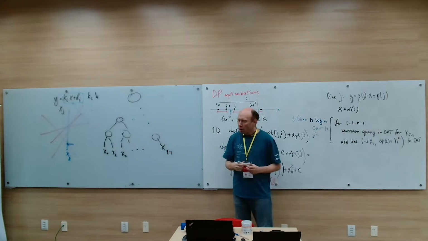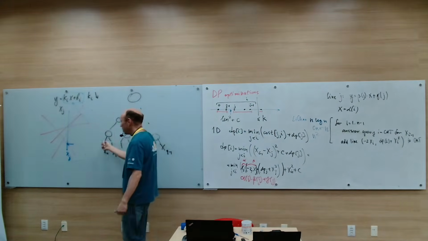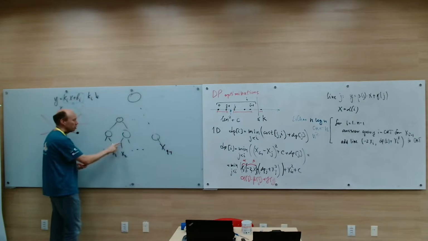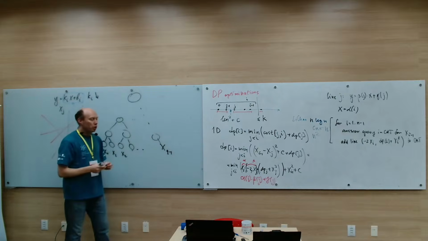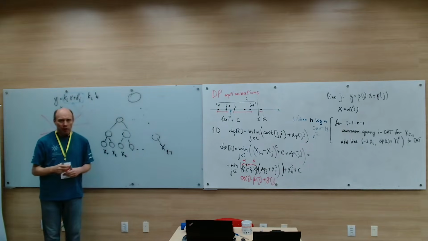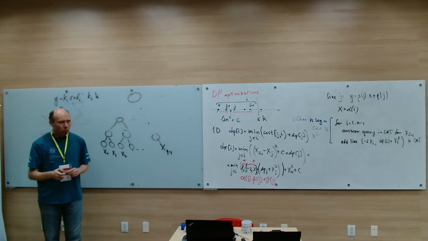Queries are the same. What we're going to do is store lines at the nodes of our segment tree. Lines. And we want to have the following invariant.